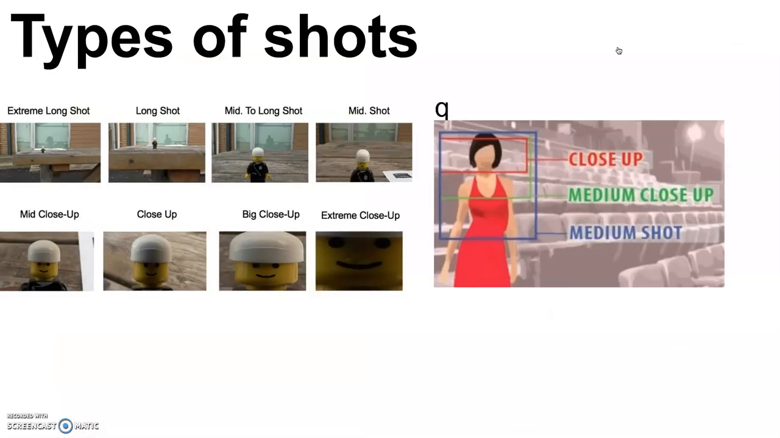There are different types of shots that you can use. This is an overview of many of them, from extreme long to extreme close-up shots, to more standard shots, your close, medium shots. They're just kind of framing how near or far you will be to your subject.